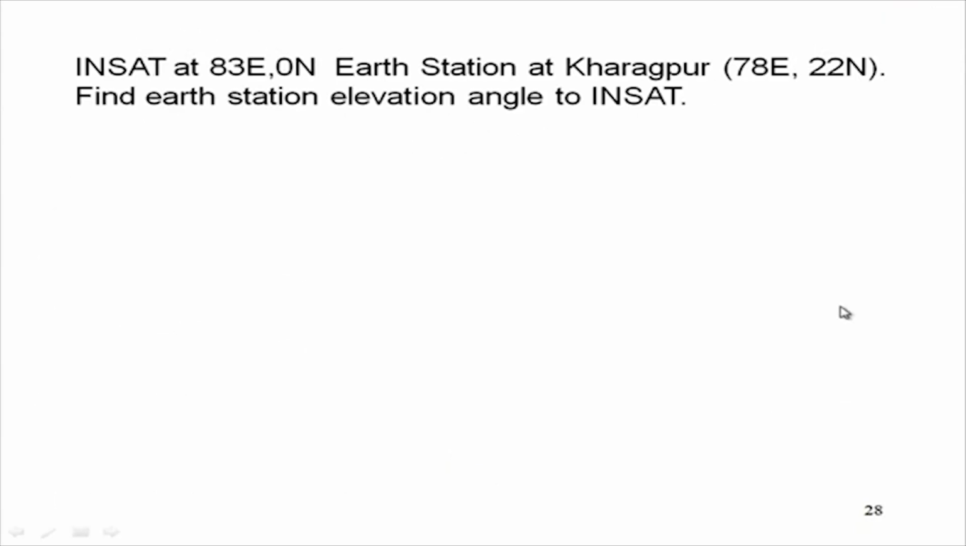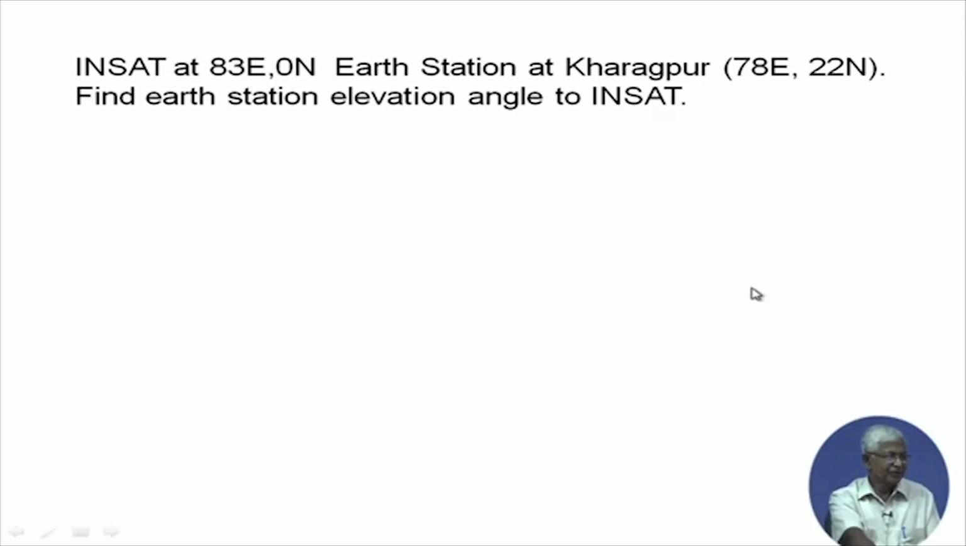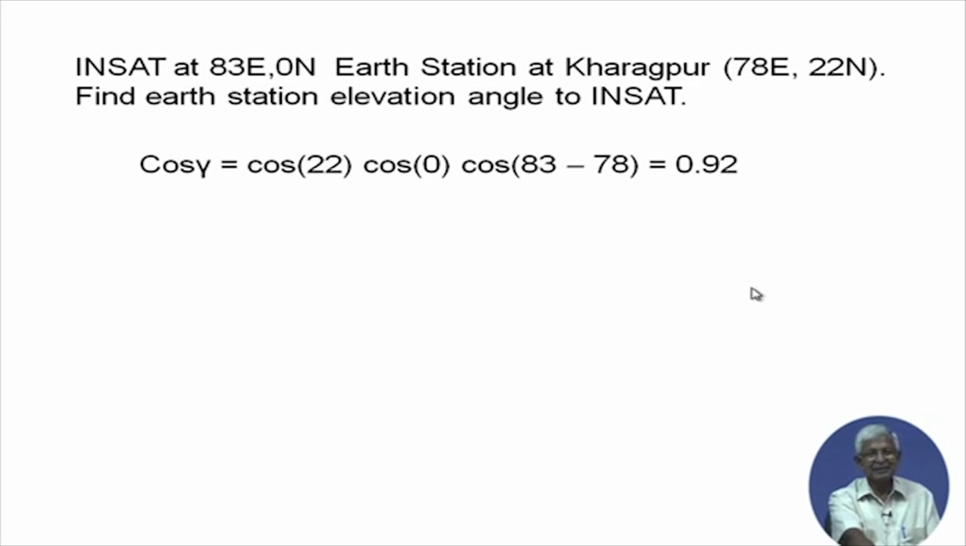For azimuth, okay, before going to azimuth, let's do some quick calculation. That is INSAT at 83 degree east, and I said here 0 degree north, but people do not say that. 83 degree east, that is a geostationary satellite. Earth station at Kharagpur, 78 degree east and 22 degree north. Find the earth station elevation angle to the INSAT.